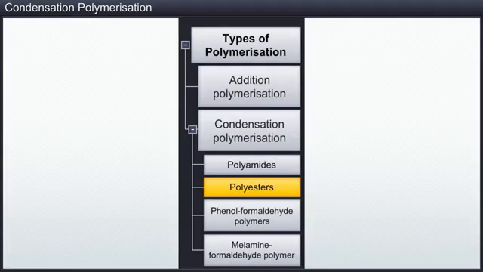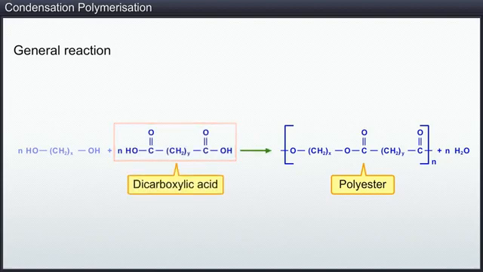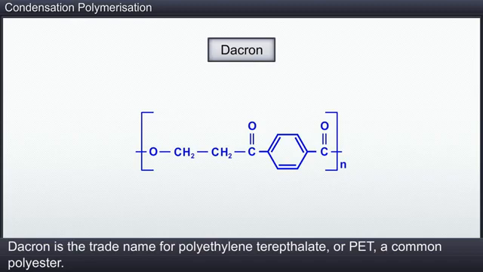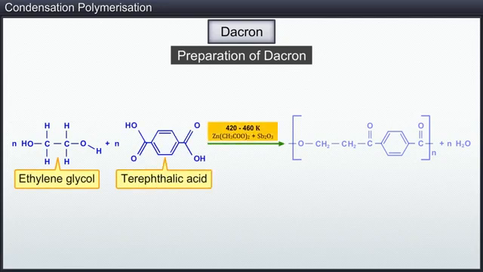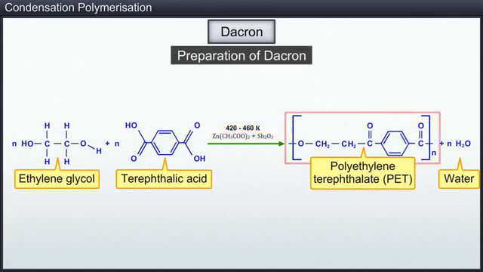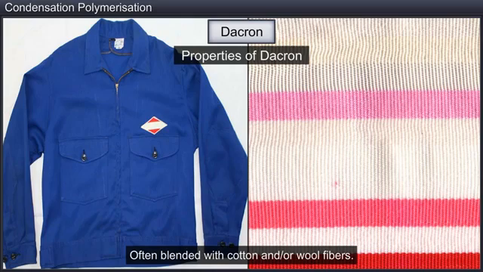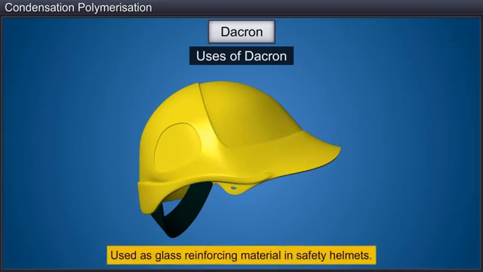Polyesters are another important group of condensation polymers. The general reaction to obtain a polyester is a condensation reaction between a dicarboxylic acid and a diol. Dacron is the trade name for polyethylene terephthalate, or PET, a common polyester. To make Dacron, ethylene glycol and terephthalic acid are reacted at 420 to 460 Kelvin in the presence of a zinc acetate, antimony trioxide catalyst. The structure of the repeating unit is shown here. Dacron is crease resistant. Therefore, it is often blended with cotton and/or wool. It is also used as glass reinforcing material in safety helmets.